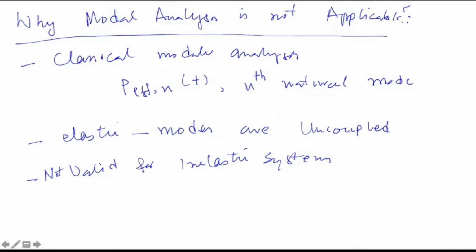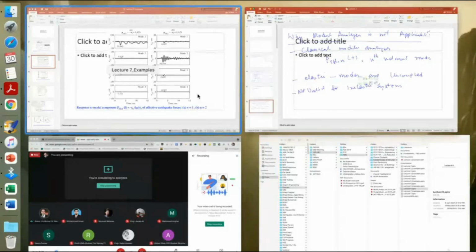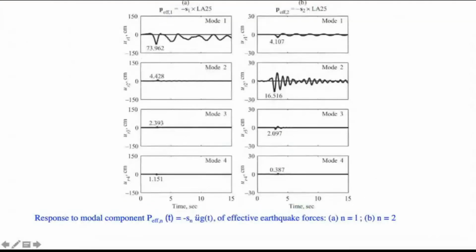Just one thing, if you look at those figures. In this figure, what you see is the roof displacement for mode 1 for the structure. And in the second, third, and fourth modes, you also see deformation contribution to the roof. But it's 4.428 in case of mode 2, 2.393 in case of mode 3, and 1.151 in case of mode 4. If you look at the percentage of the total deformation, it's 6% for mode 2, 3% for mode 3, and 2% for mode 4.